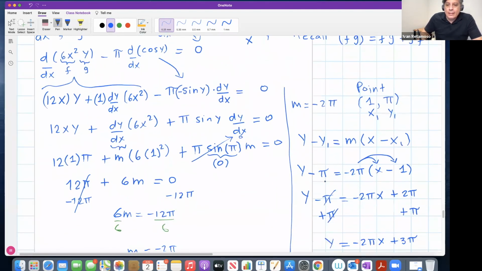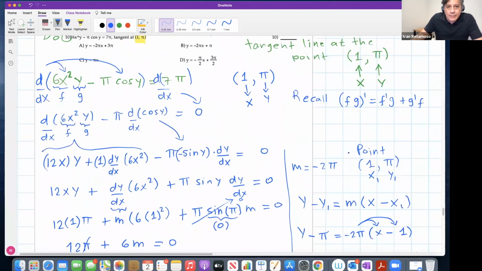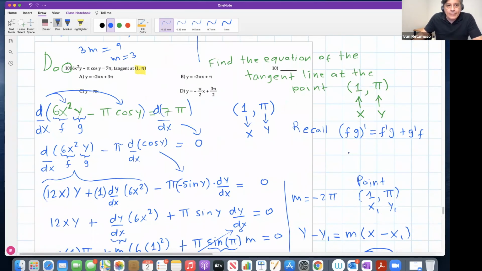This should be it. And this is minus 2 pi x plus 3 pi. I think that's number 10. Yeah, very good, very good. Excellent, excellent, guys. Very good.